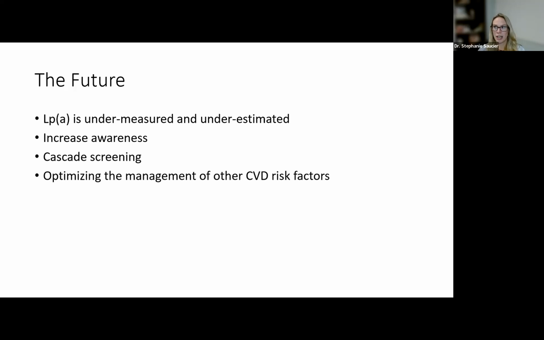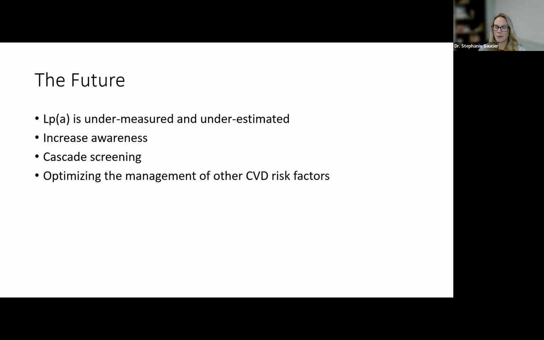It's really important, as you are all here with us tonight, that we increase awareness, that we increase cascade screening. So when we identify patients with high lipoprotein A, we're able to test their first degree relatives and bring awareness and hopefully intervene at a much earlier point to try to protect them. And also in the future, we need to focus on optimizing the management of additional cardiovascular risk factors, and see where a lot of these new drugs and trials take us.